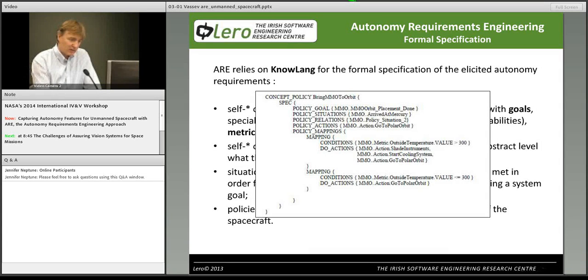Although, as you can see, these are quite simple functions here, like shade instrument, start cooling system, go to polar orbit. As I mentioned, sometimes you may require a new functionality.